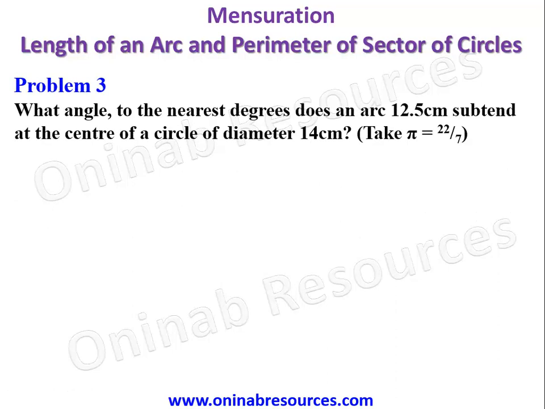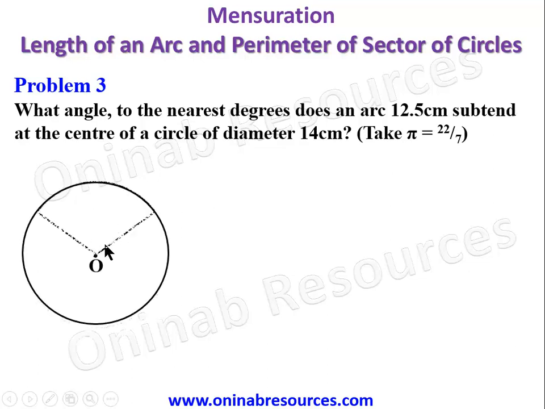For problem 3, what angle to the nearest degrees does an arc 12.5 centimeters subtend at the center of a circle of diameter 14 centimeters? We still take pi to be 22/7. We have a circle center O, and we are looking for the angle at the center.